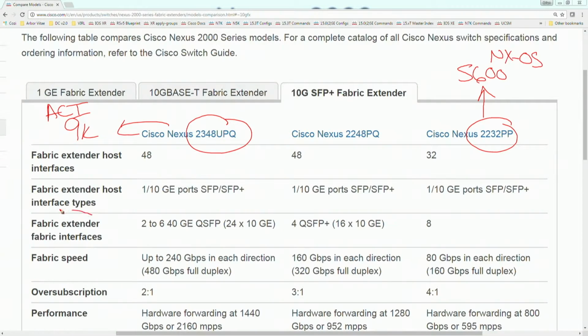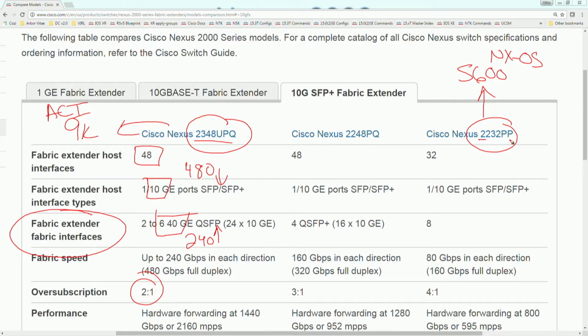So depending on how many uplink interfaces that you have plugged into the parent switch, where the 2300, in this particular one, you can have 6 by 40 gigs, and you have 48 ports of 10 gig downstream. So that means that potentially you can have up to 480 down and then up to 240 up, which would be oversubscription of 2 to 1. Okay, but depending on how many uplinks you're using, like in the case of the 2232, you have 8 by 10 gig uplink and 32 by 10 down. So if everything was fully populated, you'd have a 4 to 1 oversubscription ratio.